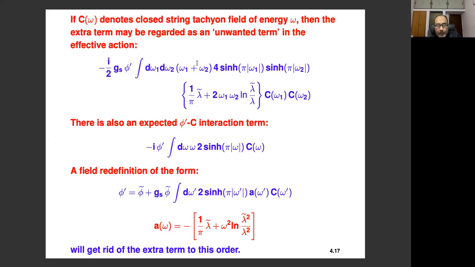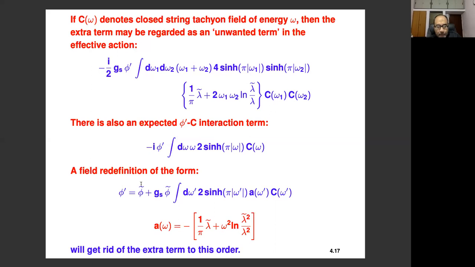And the way we do it is to note that there is another expected term. This is in fact a much simpler term. It comes from the CO coupling, a phi prime for O and a C. That's the disk 2-point function, 1 open string, 1 closed string. This has no divergence. And you can easily check that there is a term in the effective action of this form.